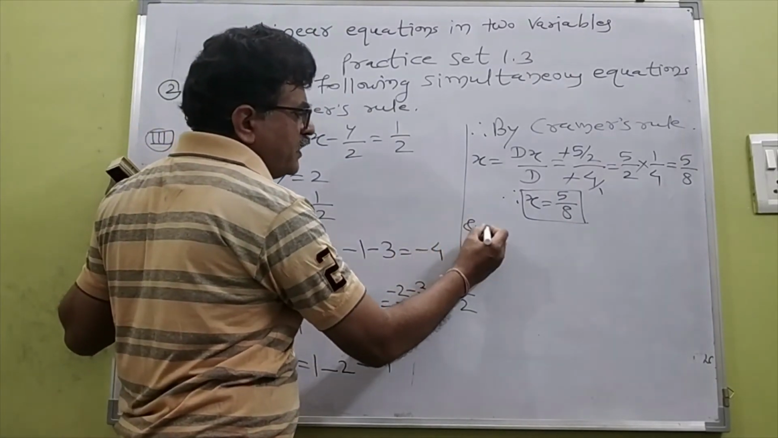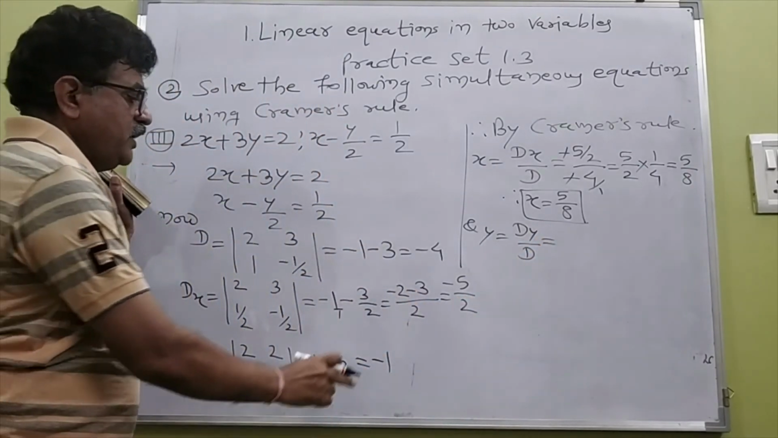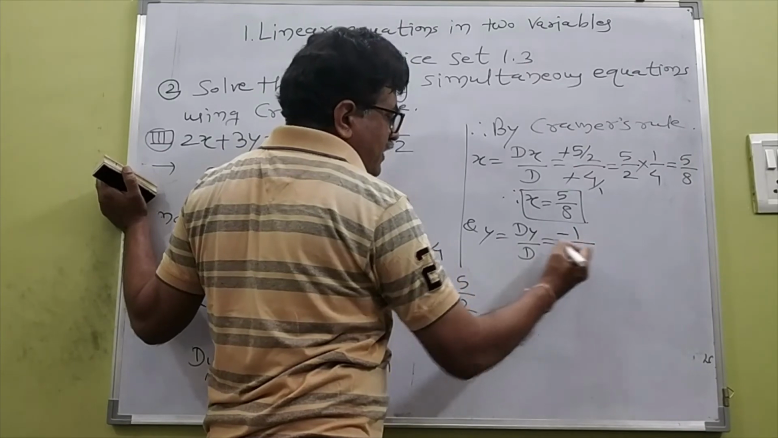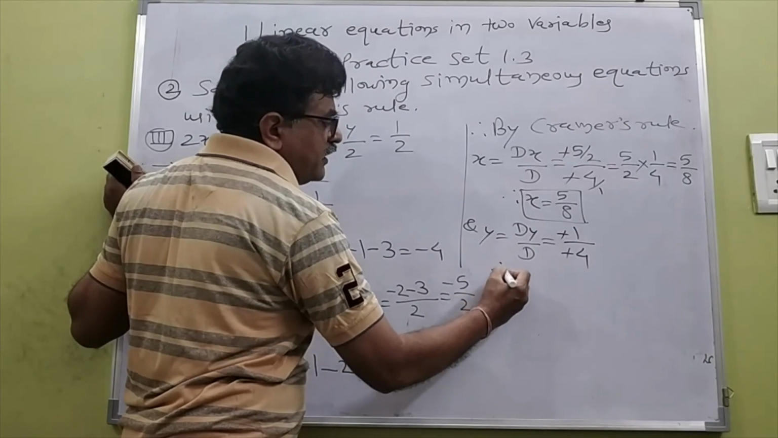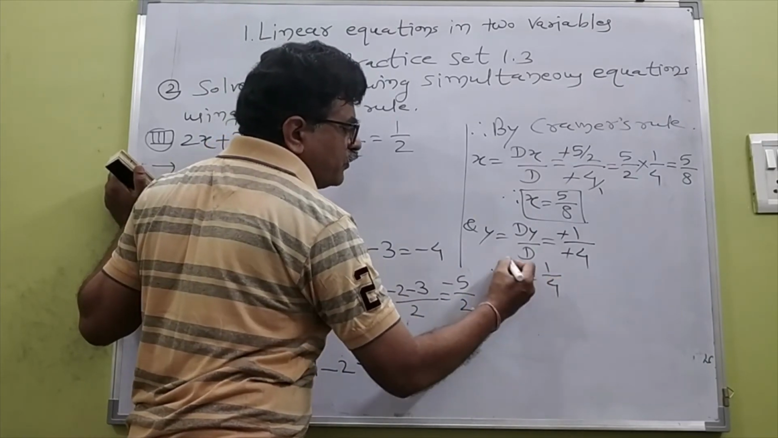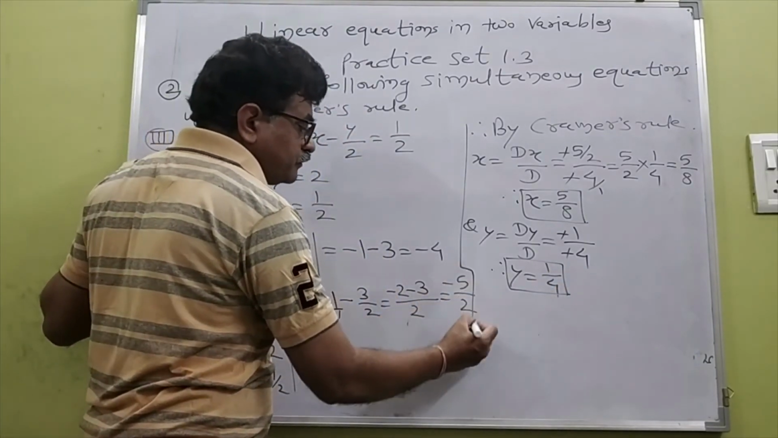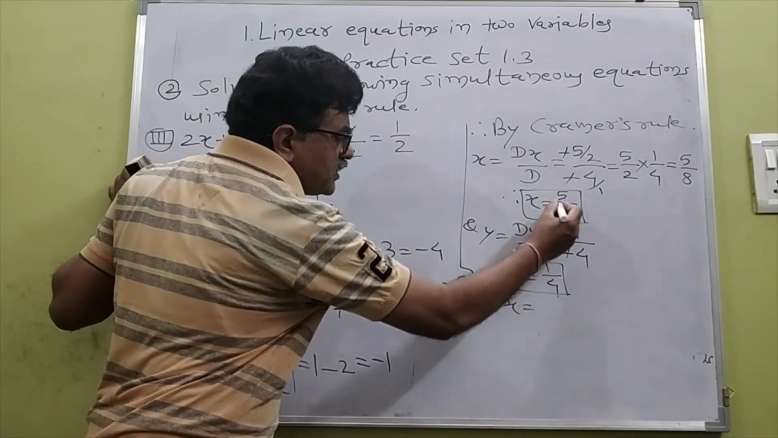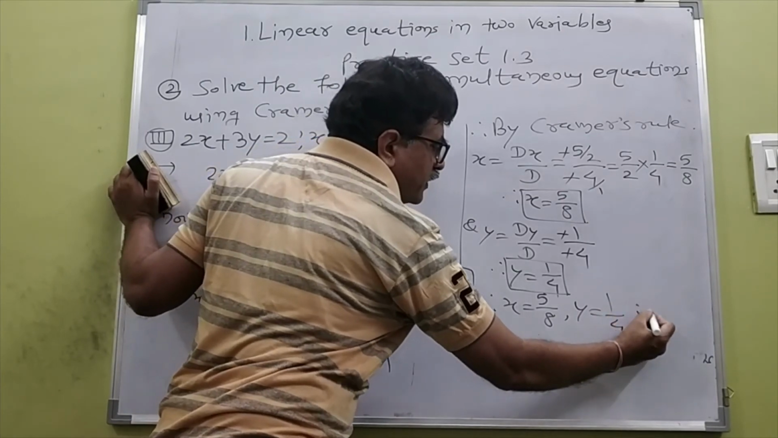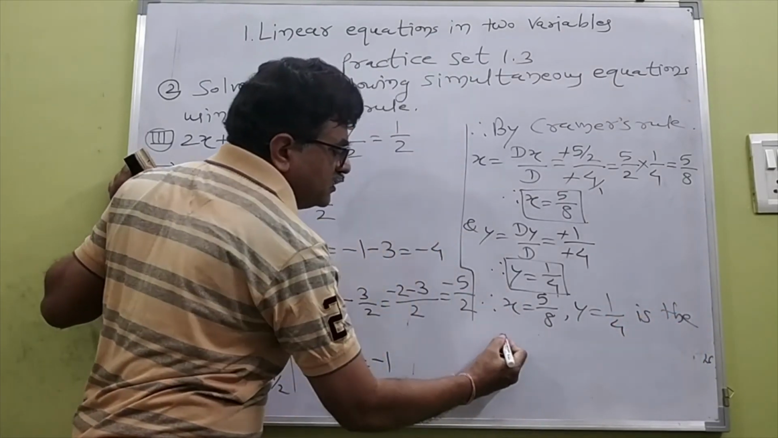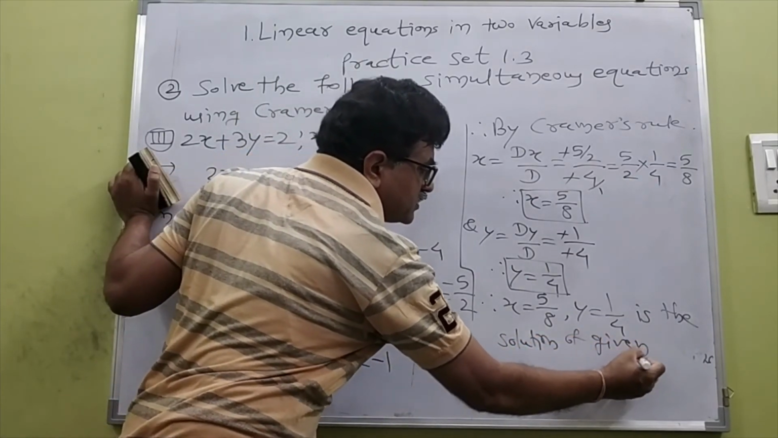And y is equal to dy upon d is equal to, dy is minus 1 divided by d is minus 4. Minus minus get cancelled, therefore y is equal to 1 upon 4. Therefore, write down answer. Therefore, x is equal to 5 upon 8, y is equal to 1 upon 4 is the solution of given simultaneous equations.